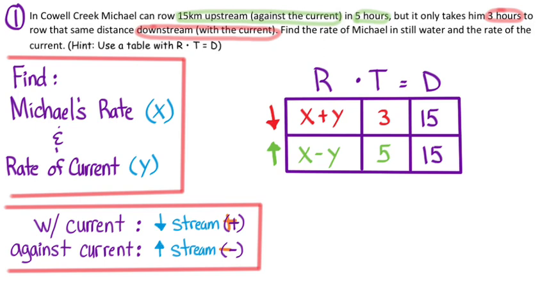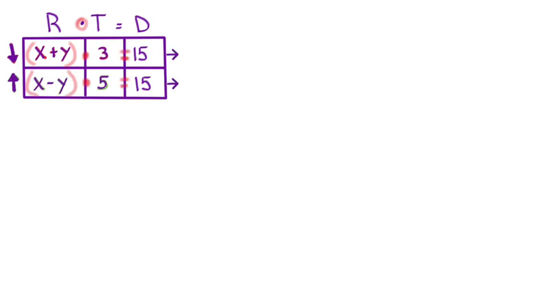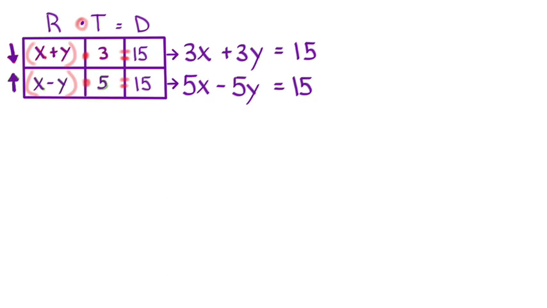Now if I have rate times time, then I have to distribute. I have to distribute the 3 to the X and the Y. And then I also distribute the 5 to the X and the Y. And now I have a lot of what we've already looked at. We have now written our system of equations, and we can solve this.